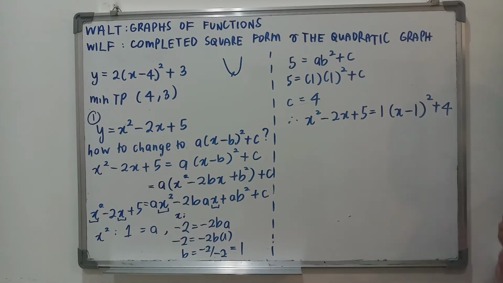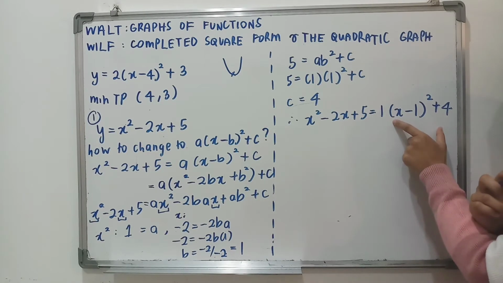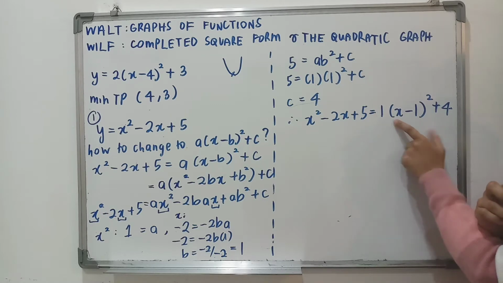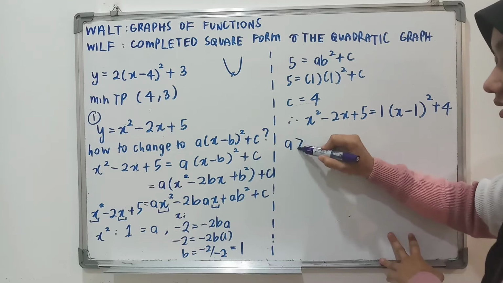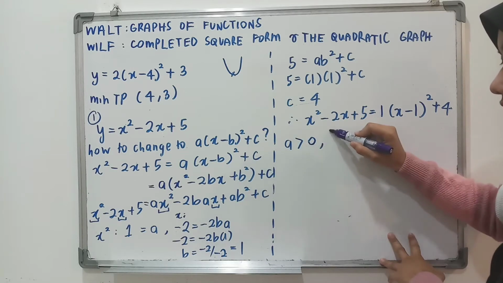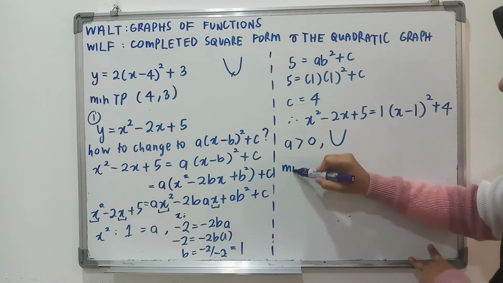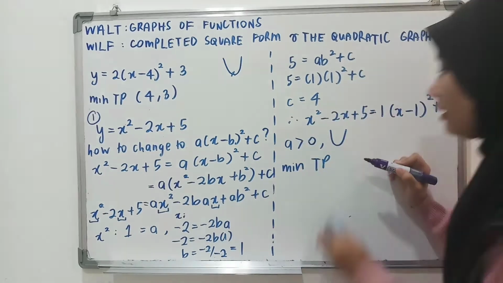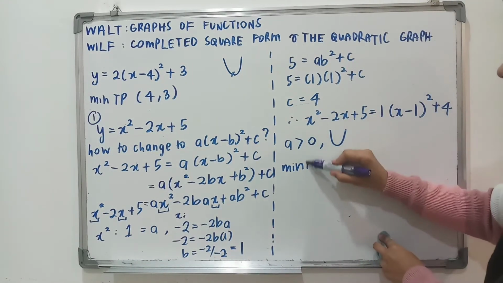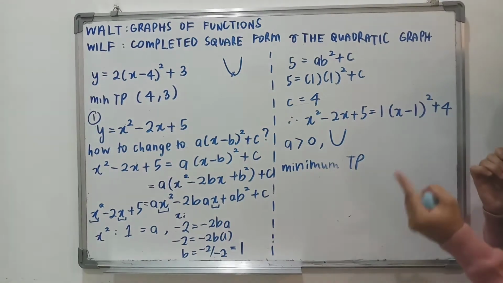Okay. So now from here, can you tell me whether that function has minimum or maximum turning point? What is the value of a? So the value of a is greater than 0. So the shape is like that. Okay. So we have a minimum turning point. You can write in full. Minimum turning point.